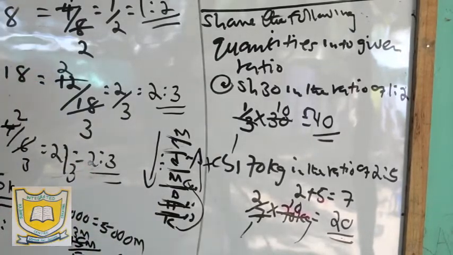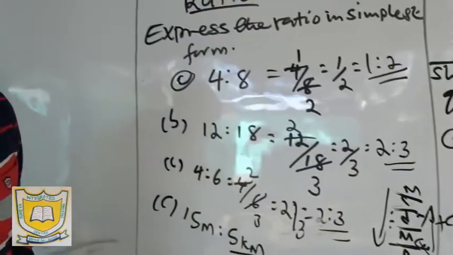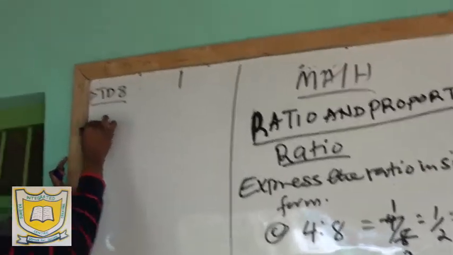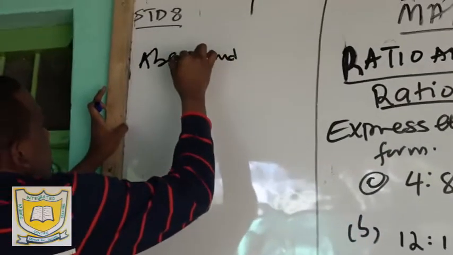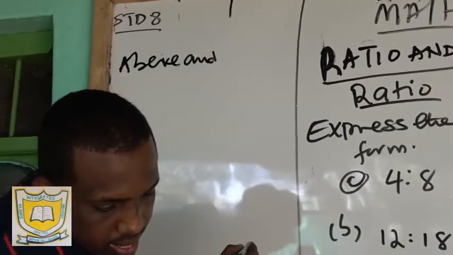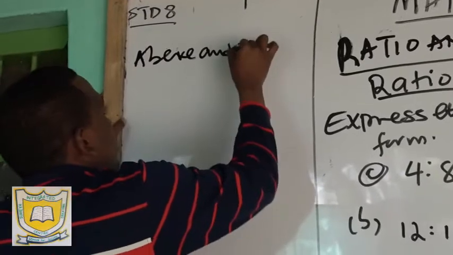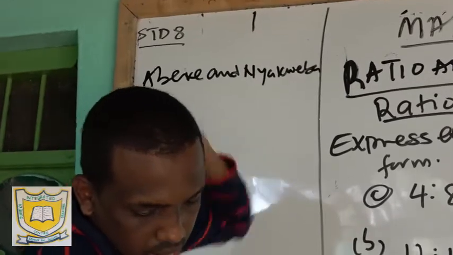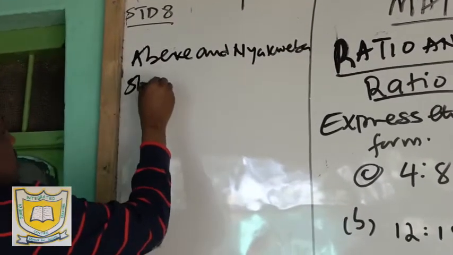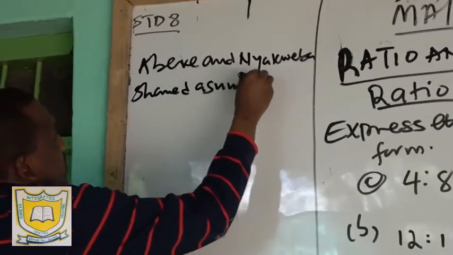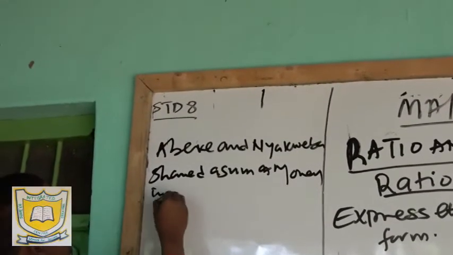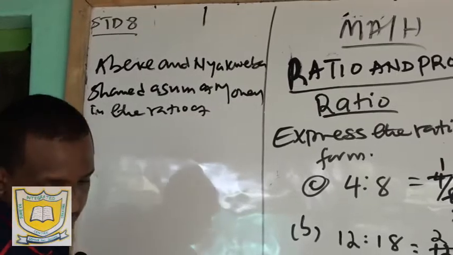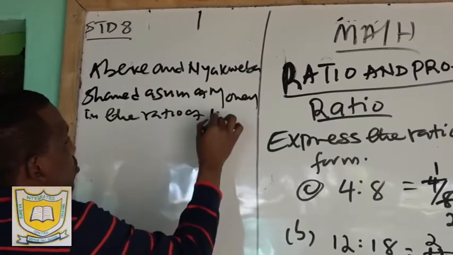Let us go to another question. You are told Abdi, Apere and Nyakwepa shared a sum of money in the ratio of 1 to 4.